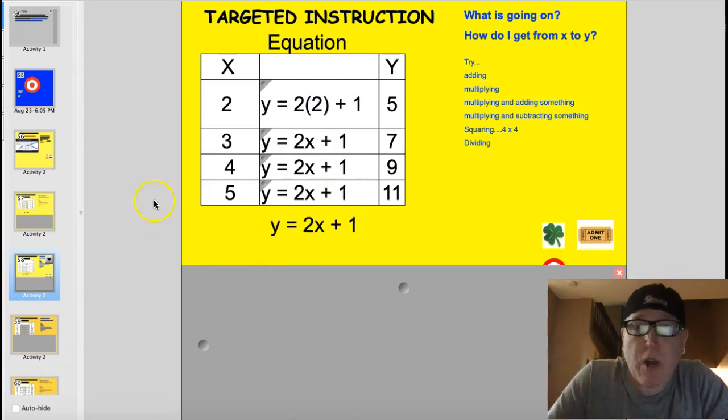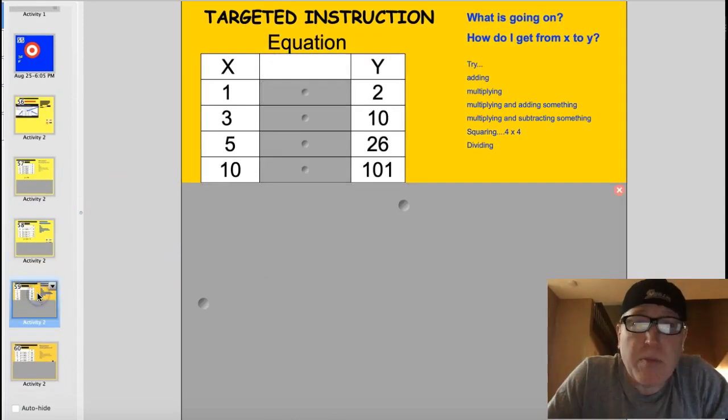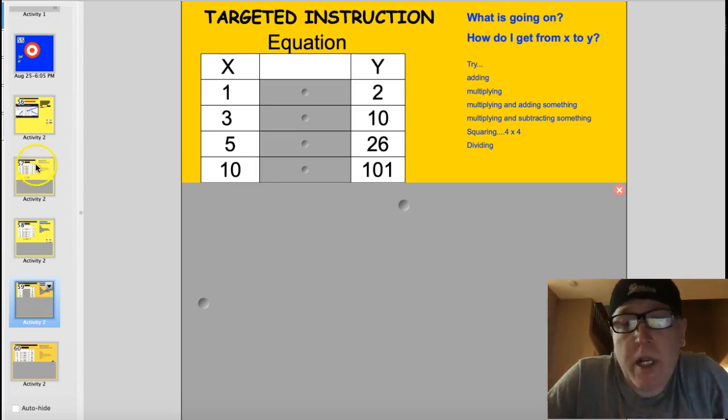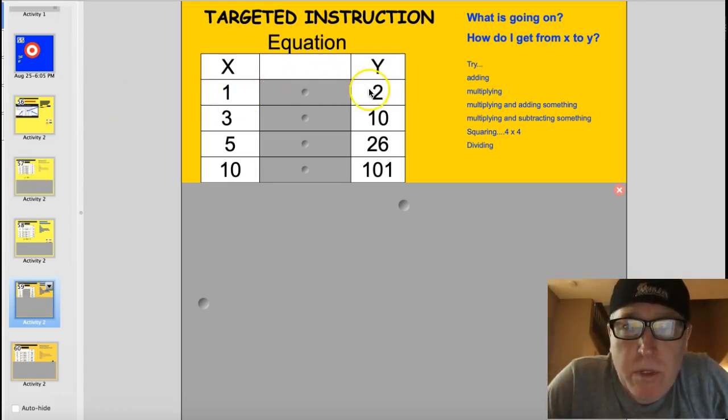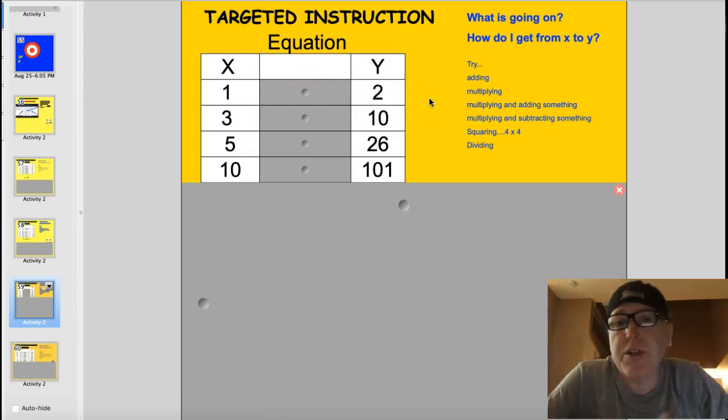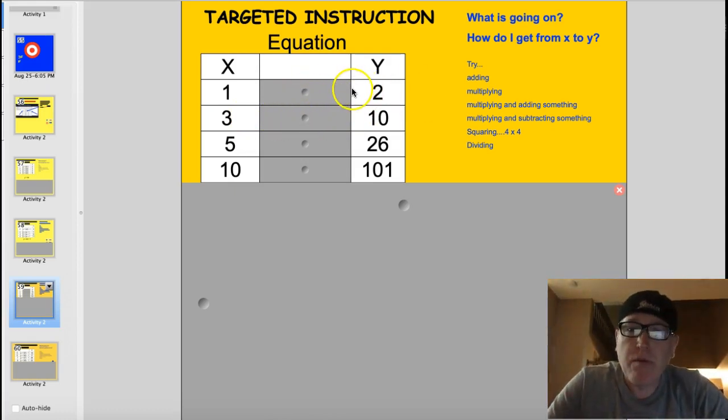All right, it's time for you to try 2. Pause problem number 1. Go ahead and pause and give this a shot. Well, right away I'm thinking plus 1. 1 plus 1 is 2. 3 plus 1, that didn't work. Okay, how about times 2? That doesn't work. What did you guys figure out? What did you come up with?